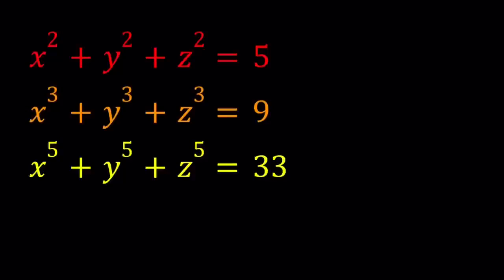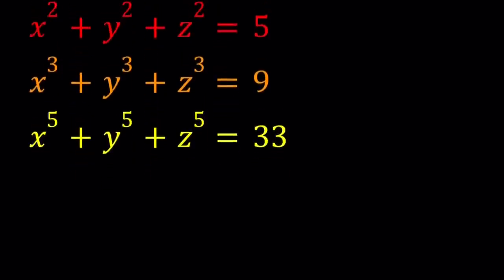Hello everyone. In this video we're going to be solving a homemade polynomial system. We have x squared plus y squared plus z squared equals 5, x cubed plus y cubed plus z cubed equals 9, and x to the 5th power plus y to the 5th power plus z to the 5th power equals 33. Now let's go ahead and set some variables for the sum and the product here, and then we're going to start solving this system.